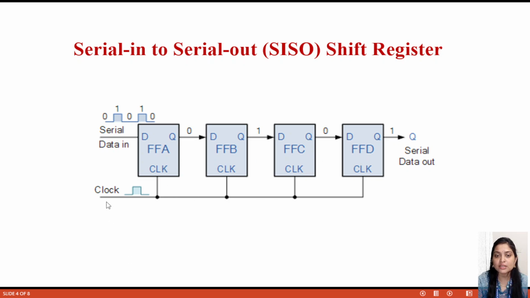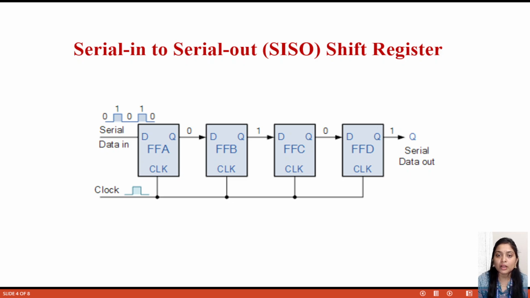In all cases we are giving the clock pulse simultaneously, and according to the name, serial in, serial out, we are entering the data serially. First we enter the data in flip-flop A, then it goes to B, then C, then D, then the output. When the first data goes from A to B, the second data comes to the first flip-flop. In this way, one by one, the output also goes out serially.